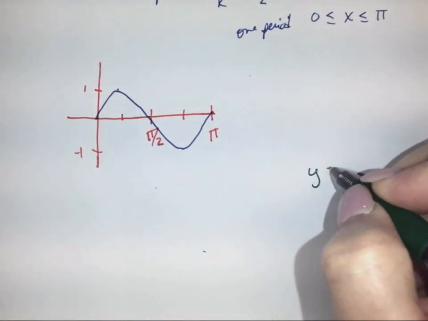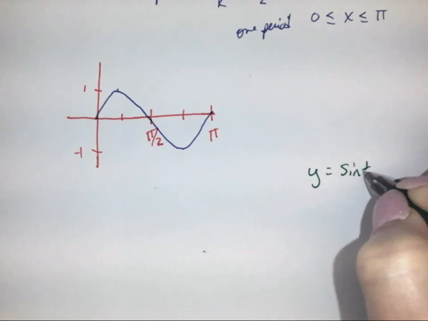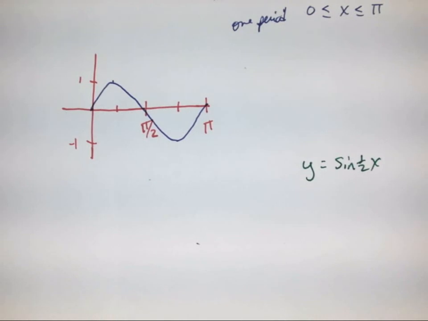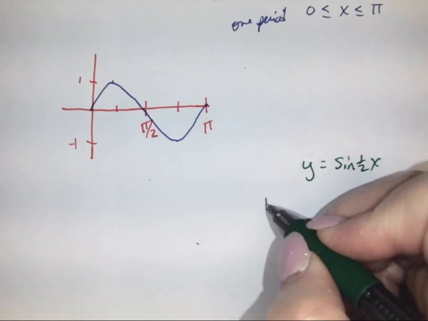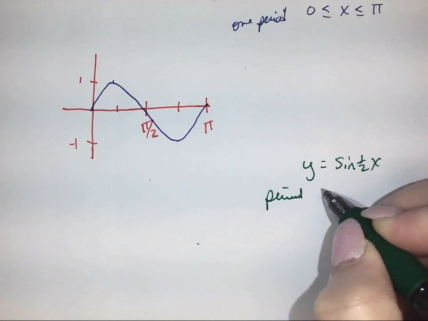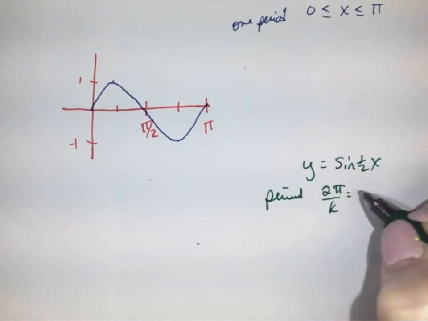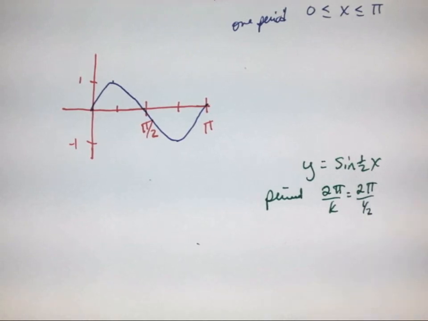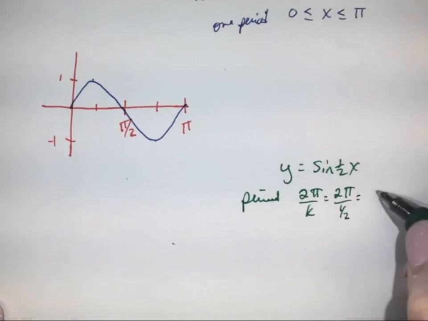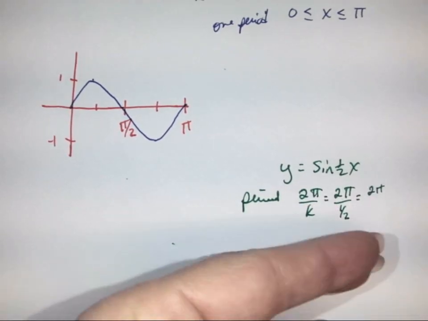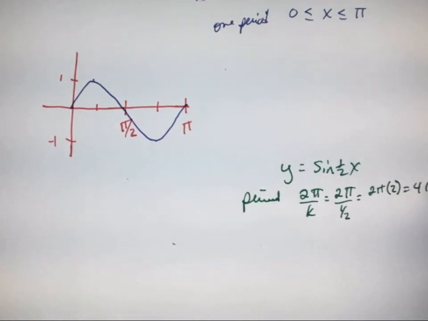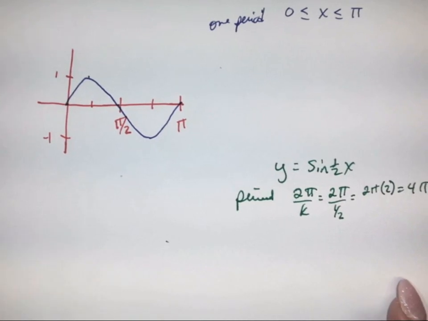If we have y is equal to sine of 1/2 x. So again, the 1/2 was like the 2 on the previous one. So our period will be again 2 pi over k. Our k is 1/2, so 2 pi over 1/2. Remember, we don't divide by fractions, we multiply by reciprocals. So that'll be 2 pi, 1/2 becomes 2, so 2 pi times 2, which will get us 4 pi. So now our period is 4 pi.